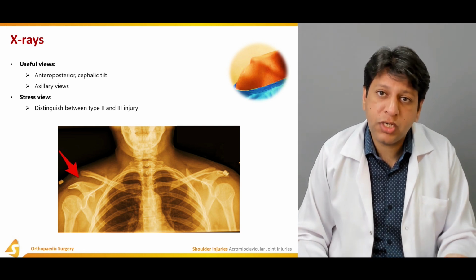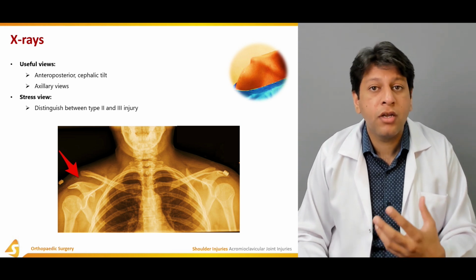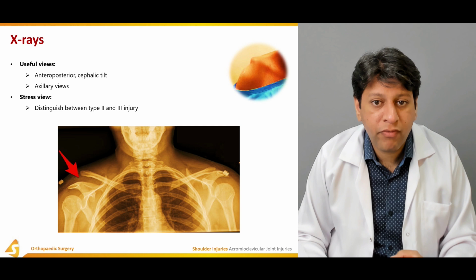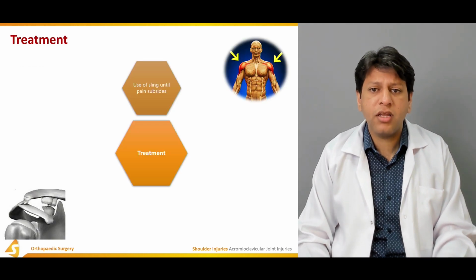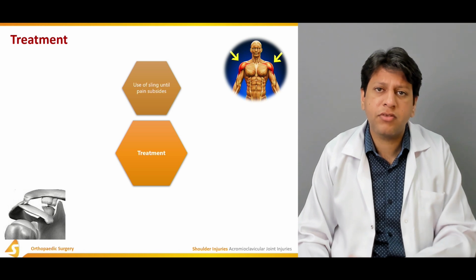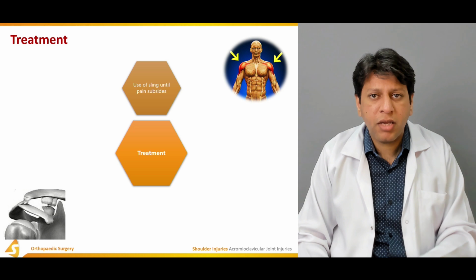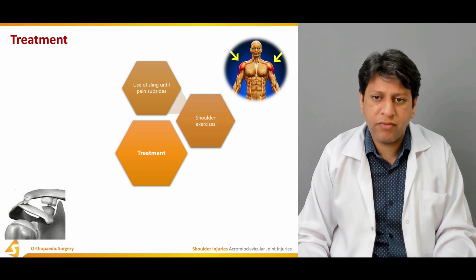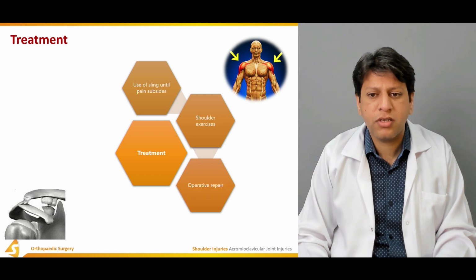Because type 2 is usually treated conservatively, and type 3, depending upon whether it's a laborer or an athlete, has to be fixed. Now coming to the treatment, usually a sling until the pain subsides, for most of the type 1, 2 and 3 injuries. But in type 3 injuries, sometimes we have to go for operative treatment as well. Conservatively means sling and shoulder exercises.